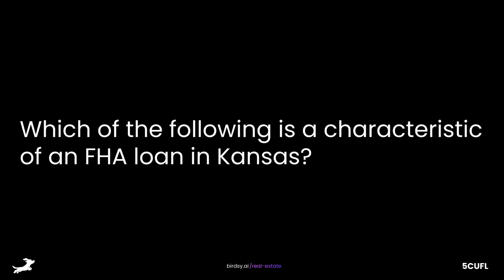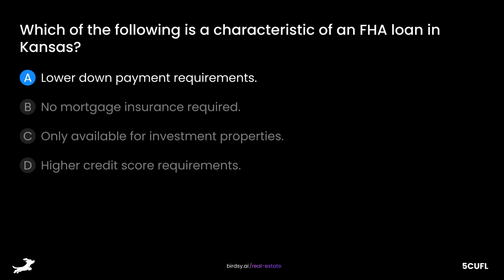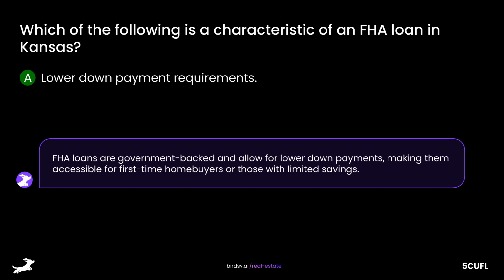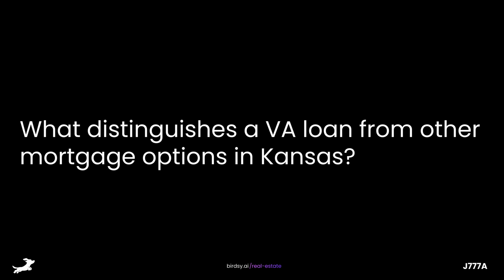Which of the following is a characteristic of an FHA loan in Kansas? Is it A, lower down payment requirements, B, no mortgage insurance required, C, only available for investment properties, or D, higher credit score requirements? The answer is A, lower down payment requirements. FHA loans are government-backed and allow for lower down payments, making them accessible for first-time homebuyers or those with limited savings. What distinguishes a VA loan from other mortgage options in Kansas?